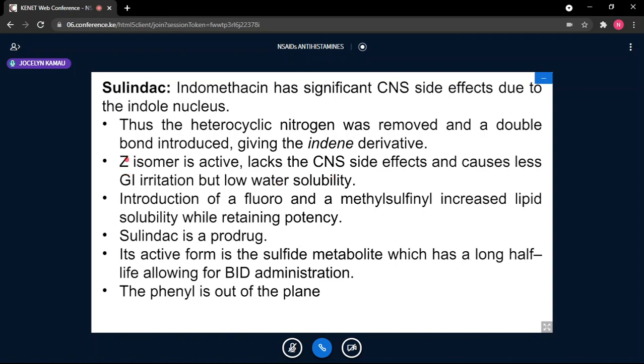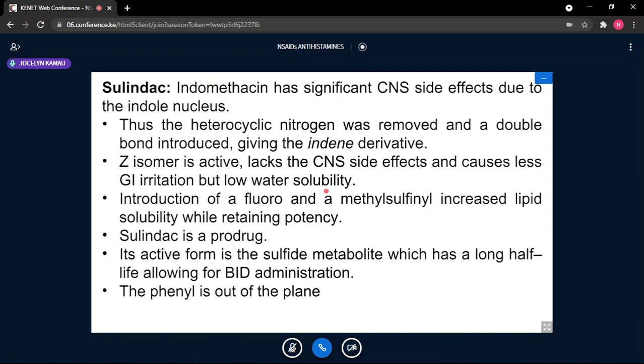The Z isomer, remember, is also the cis conformation, lacks the CNS side effect, and causes less GI irritation, but it has low water solubility. All we are saying for this particular derivative is that it is a derivative of indomethacin, where all we have done is remove the indole nitrogen and put in a double bond. If the whole structure remained the same, that derivative of indomethacin had lesser CNS toxicity, but it had lower water solubility. Of course, lower water solubility is usually a challenge because of excretion.